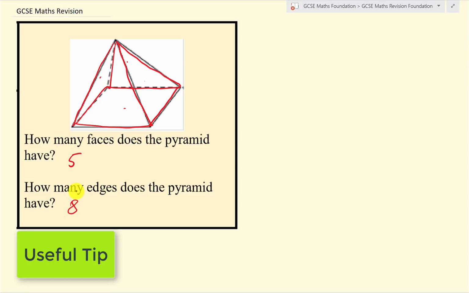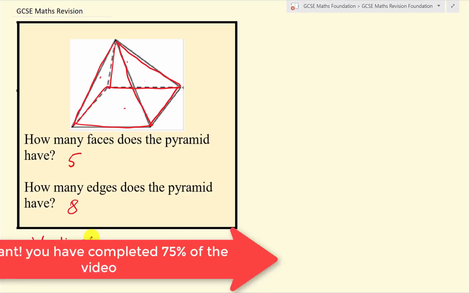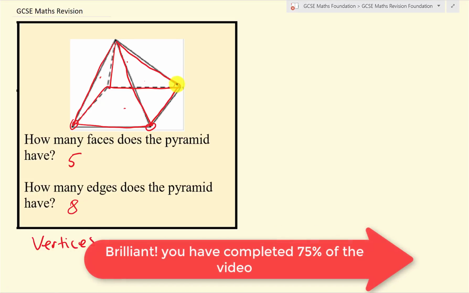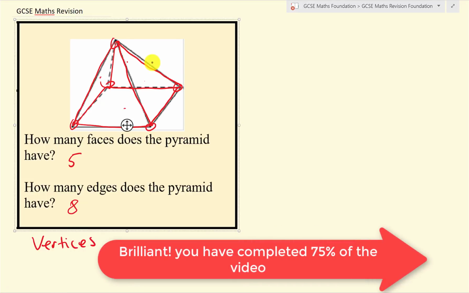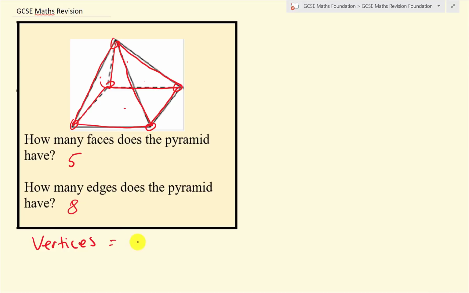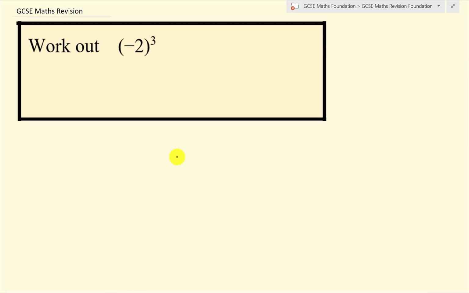Now in your exam, try to get a highlighter or a different colored pen and then go through the edges so that you get the number of edges correct. Now on this question, you could also be asked how many vertices the pyramid has. So we have 1, 2, 3, 4, 5 vertices altogether. So vertices, 5.